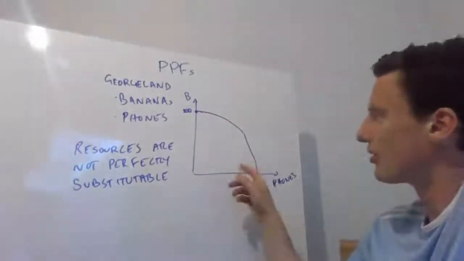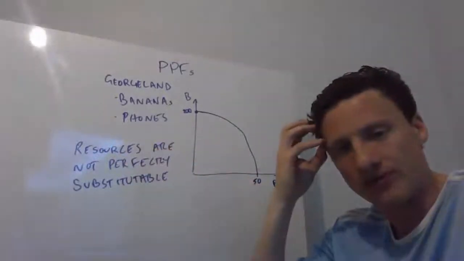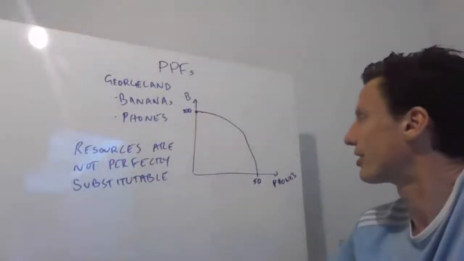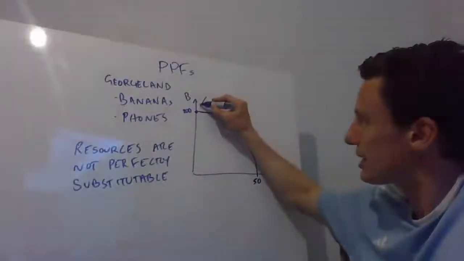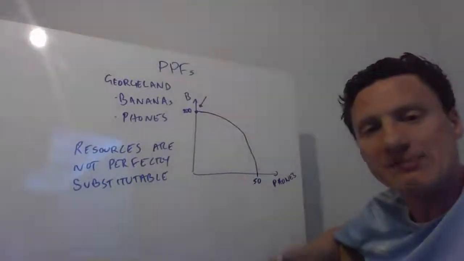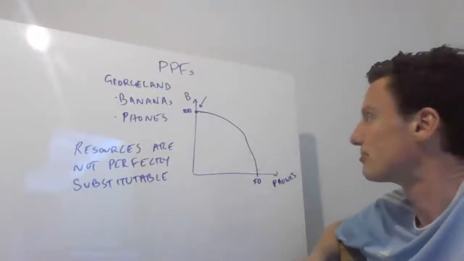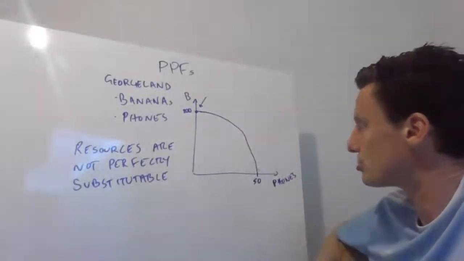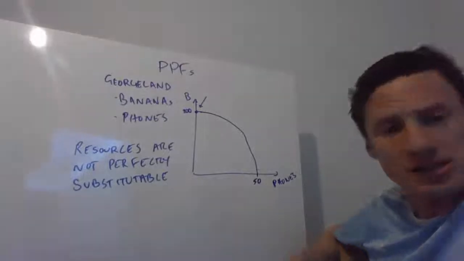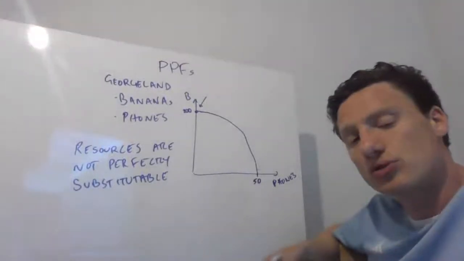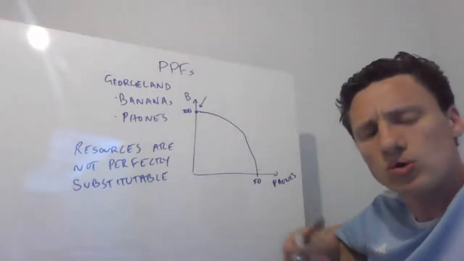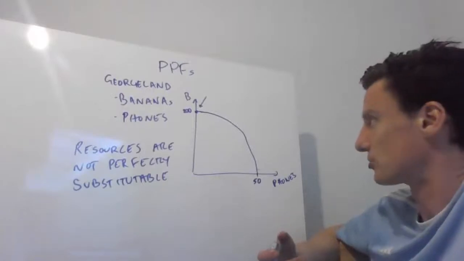And why is it curved then? We've got the idea, we can visualize it, but why is it curved? Well, let's give ourselves this position here where we're all busy making bananas. Everybody is fully specialized. All resources are in banana making. We're making 200 bananas. And then this is a command economy. The dictator of this economy decides, well, I want a quarter of my resources going into phones.